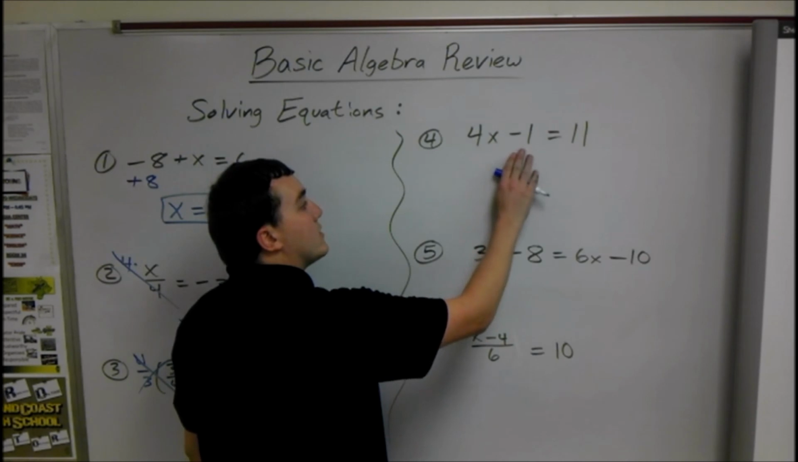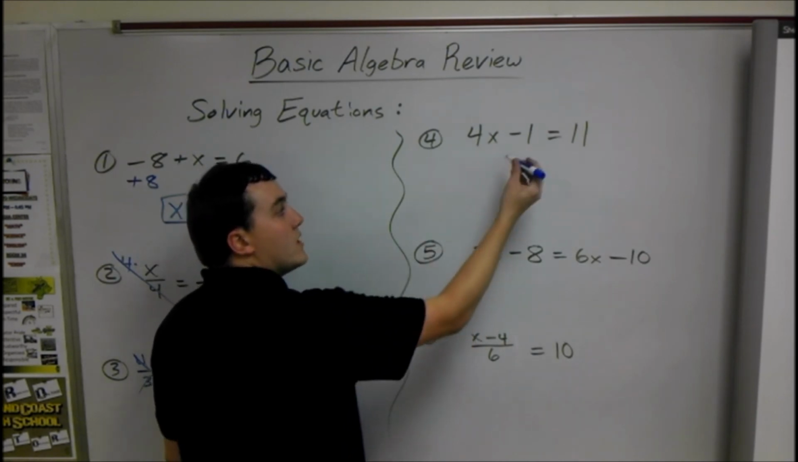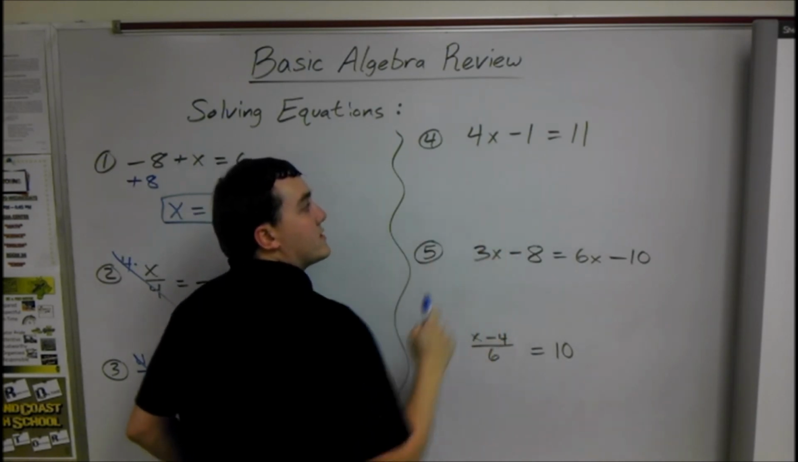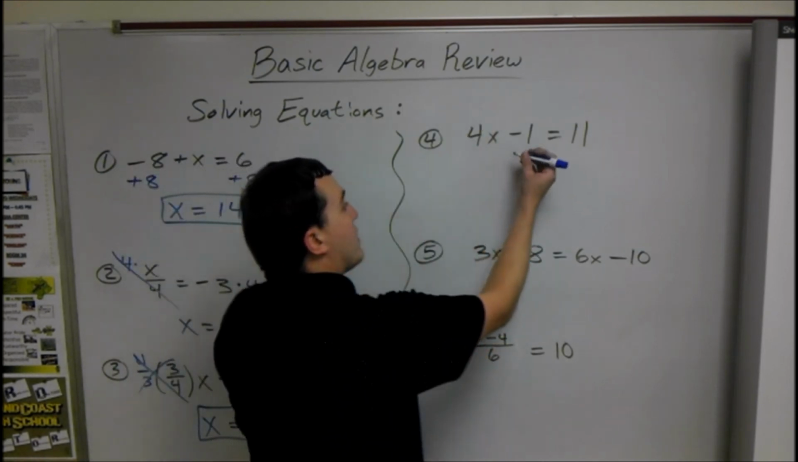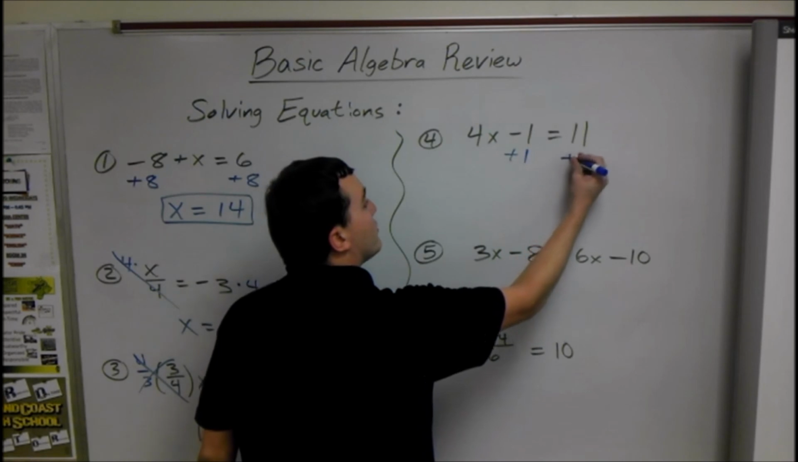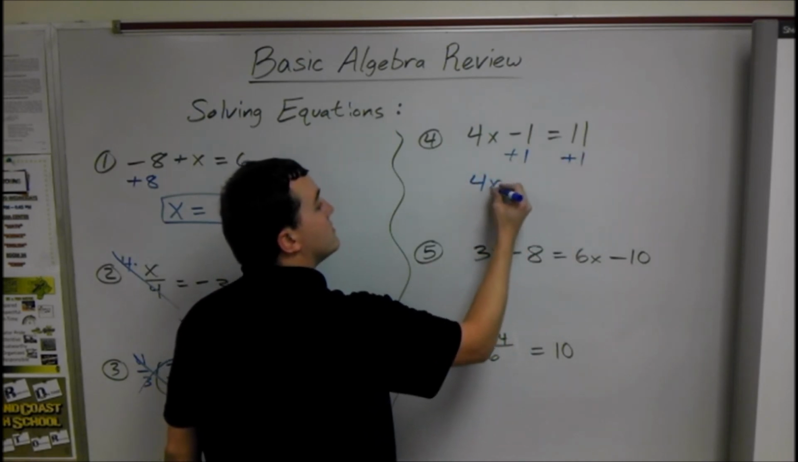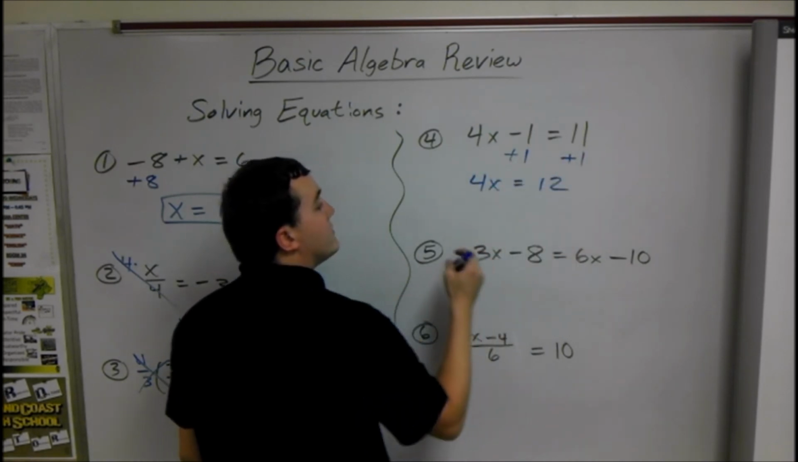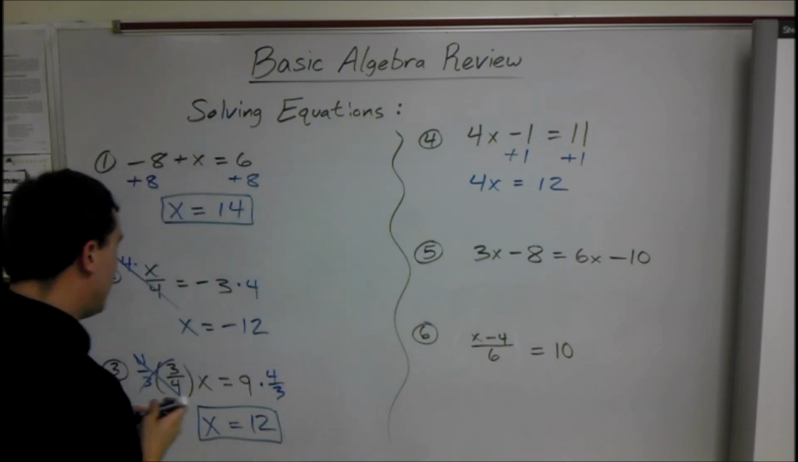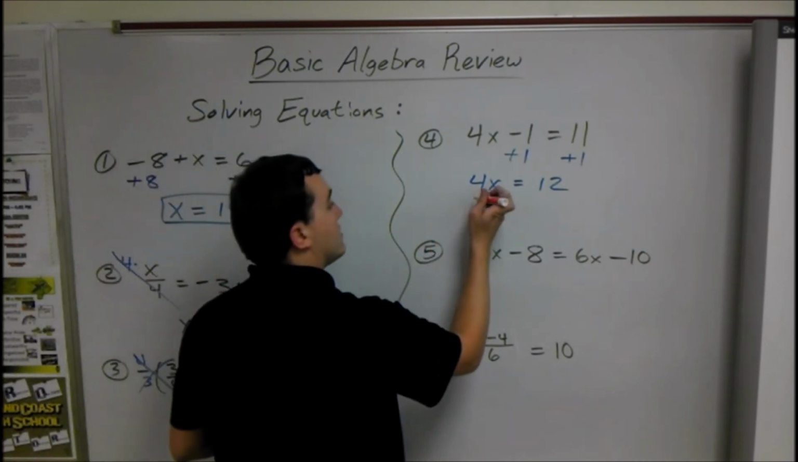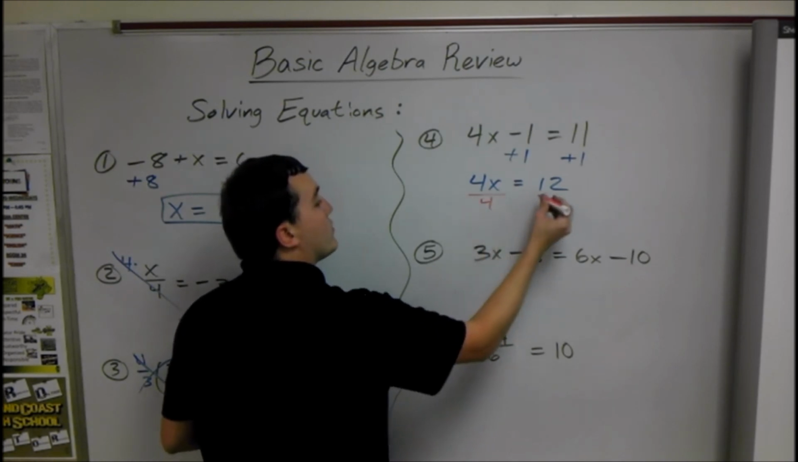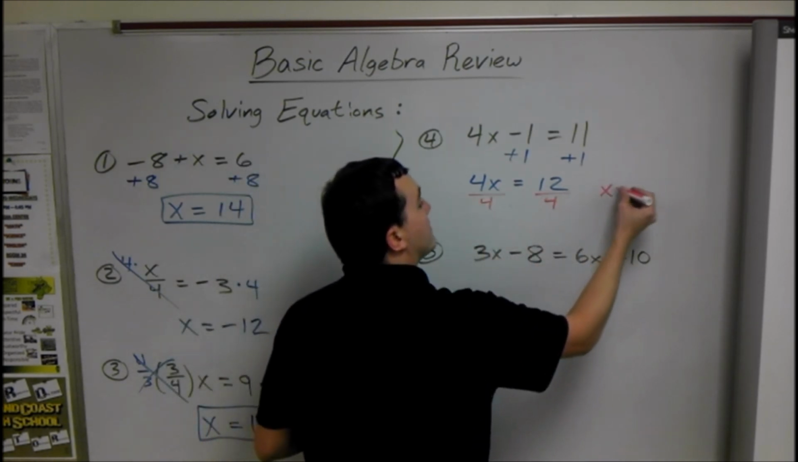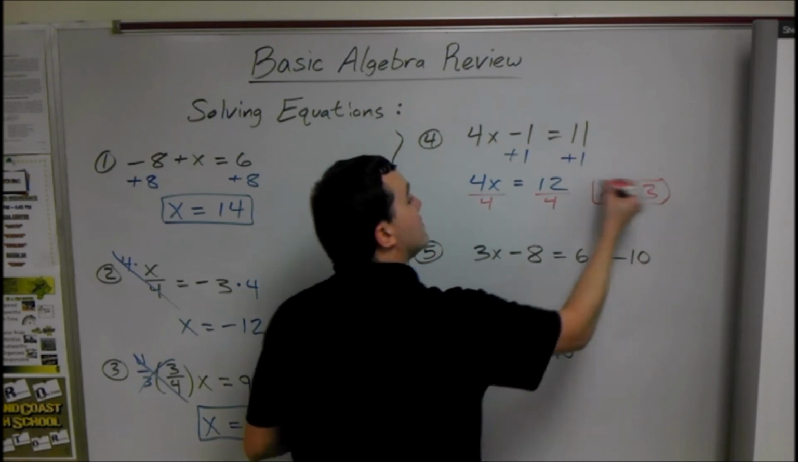Here, two-step equation. Always deal with your adding and subtracting terms first. The 4 is stuck to the x, so we have to move the 1 by doing the opposite, adding 1 to both sides. So we have 4x equals 12, and then divide by 4 on both sides, so x equals 3 for that one.